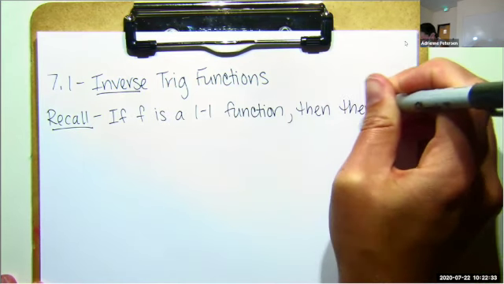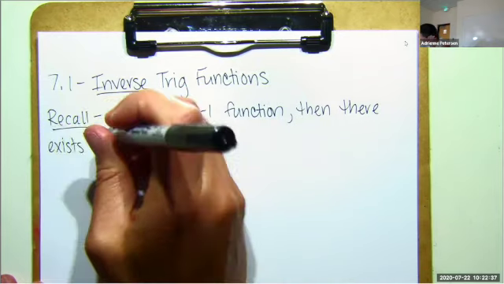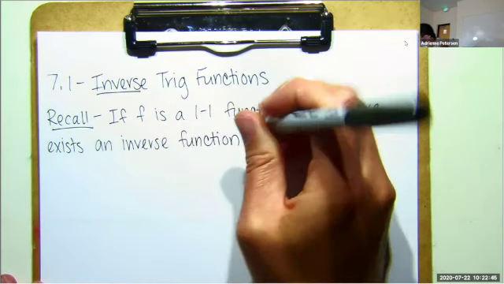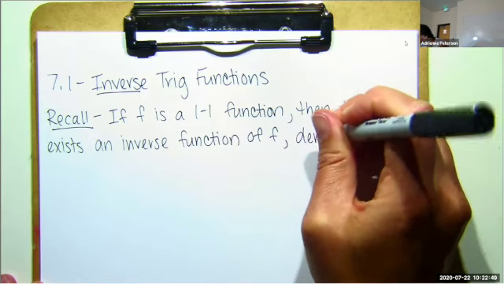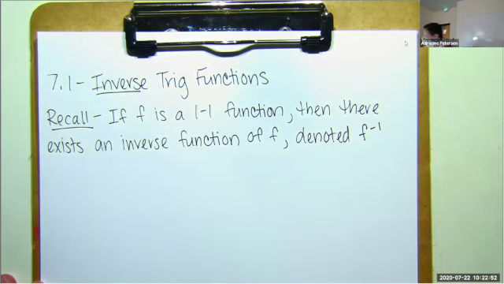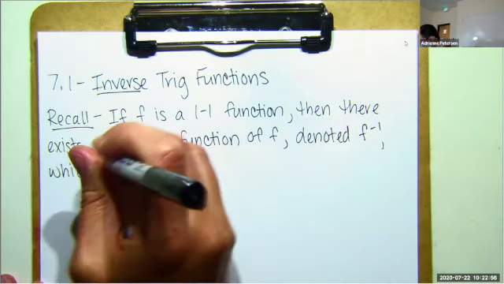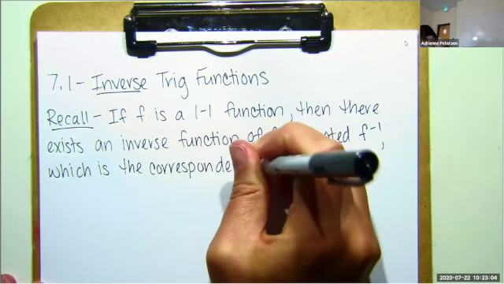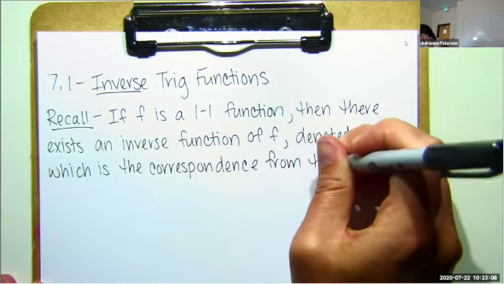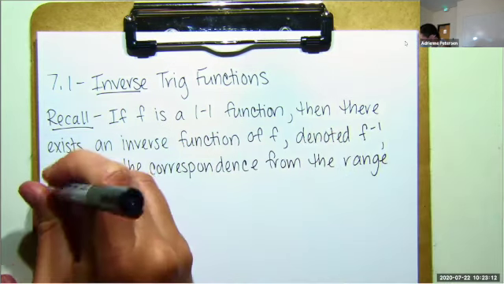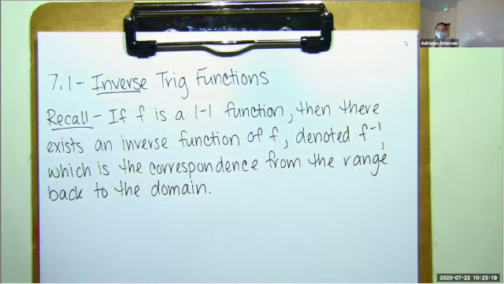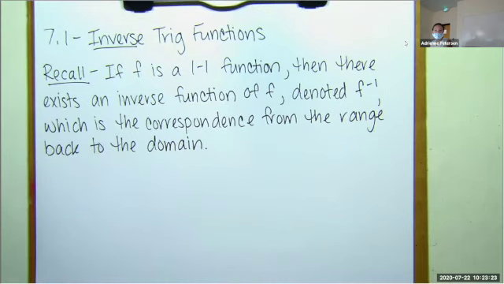then there exists an inverse function of f, and it's denoted f inverse. And that inverse function is the correspondence from the range back to the domain. Okay, so if f is a one-to-one function, then there exists an inverse function of f, denoted f inverse, which is the correspondence from the range back to the domain.